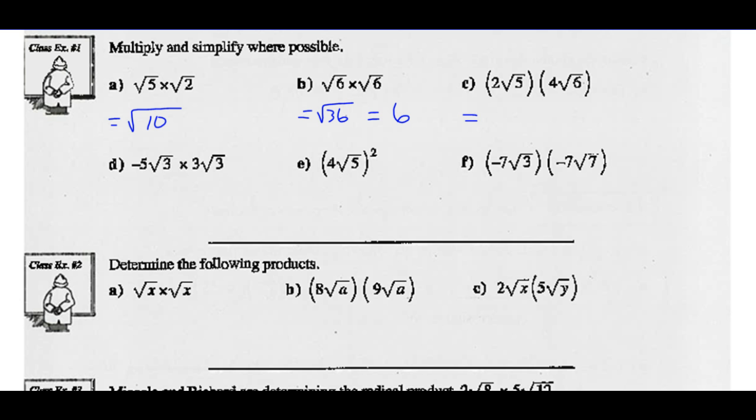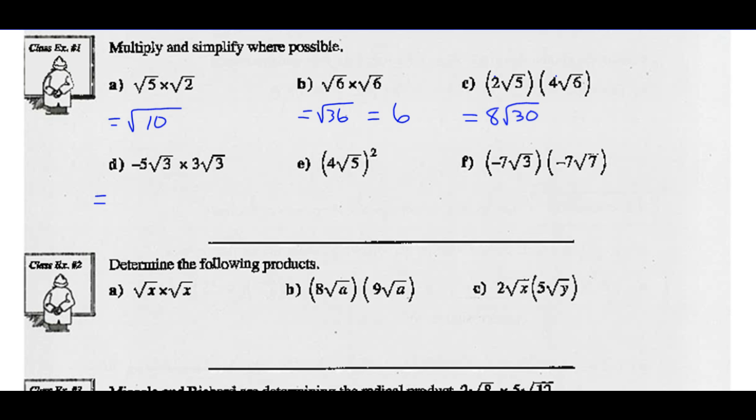Part C, multiply the coefficients. 2 times 4 is 8. Root 5 times root 6 is root 30. Look at radical 30, see if you can simplify it. We cannot, so we're done. Moving on to D.